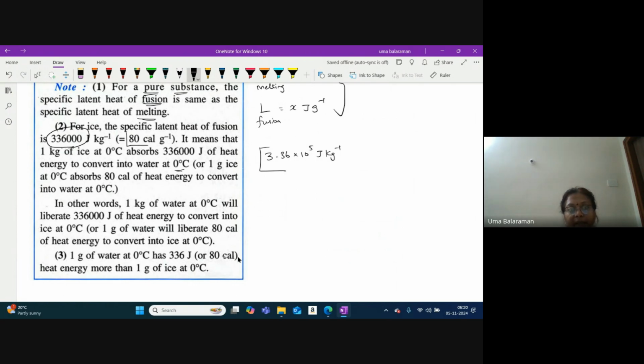The equivalent is 80 calories per gram. 1 gram of water at 0 degrees Celsius has 336 joules more than 1 gram of ice at 0 degrees Celsius. This can be an MCQ. Not directly, they will say, for example, during summer, if you want to keep some cool drinks during your sports match, why we should keep it in ice cubes rather than ice water.